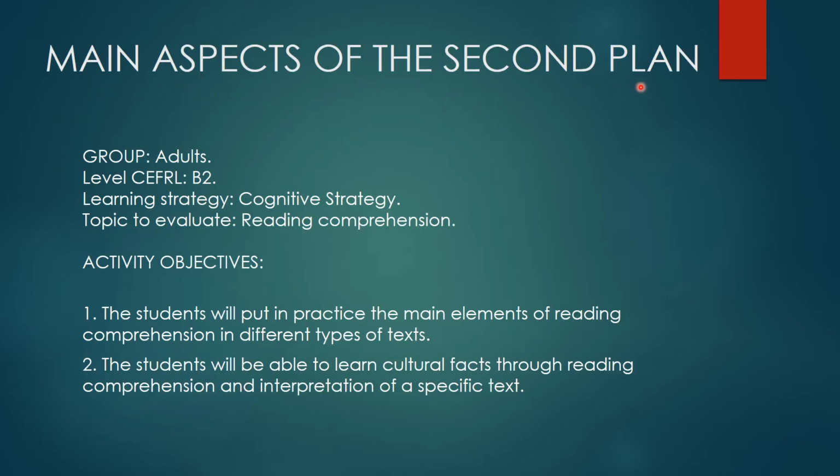Main aspects of the second plan. We are going to move on to the second plan, for the group of adults. Level B2, learning strategy: cognitive strategy. Topic to evaluate: reading comprehension. The activity objectives are: first, the students will put into practice the main elements of reading comprehension in different types of text. Second, the students will be able to learn cultural facts through reading comprehension and interpretation of a specific text.